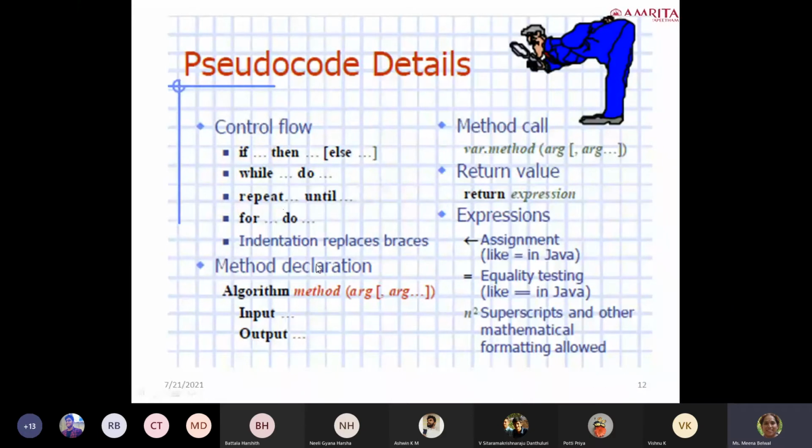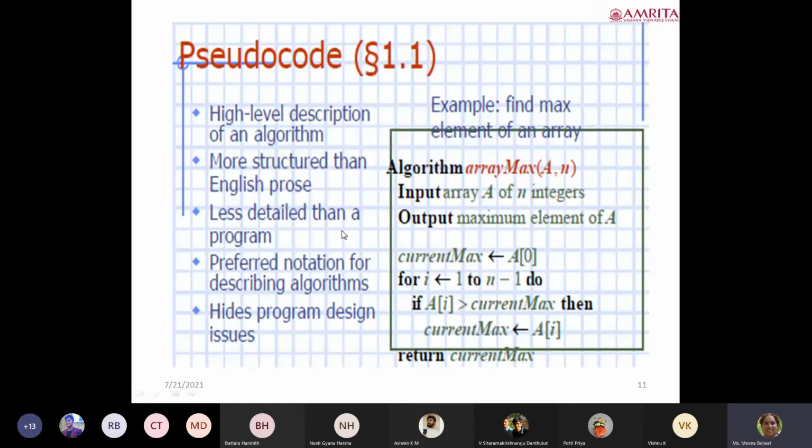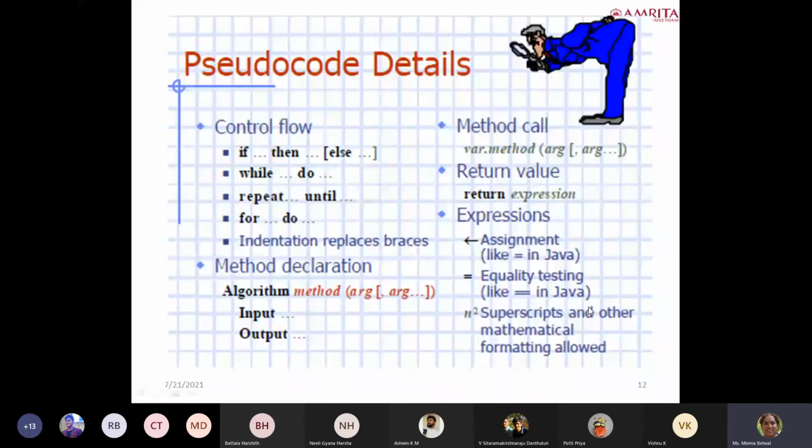Okay, so you will say repeat until. For this, do this. Okay, so you must be seeing when you write algorithm with for, you are using do. With if, you are using then. Okay, that is the convention. With for you are using do, with while you are using do, and then with repeat you are using until, with if you are using then. Okay, and indentation replaces the braces.